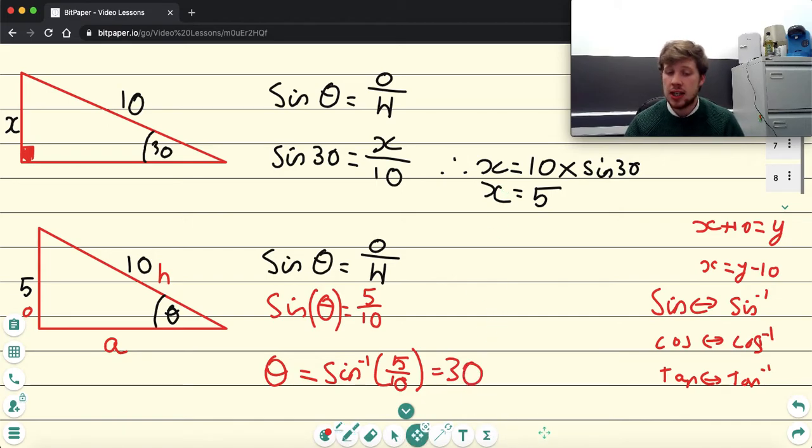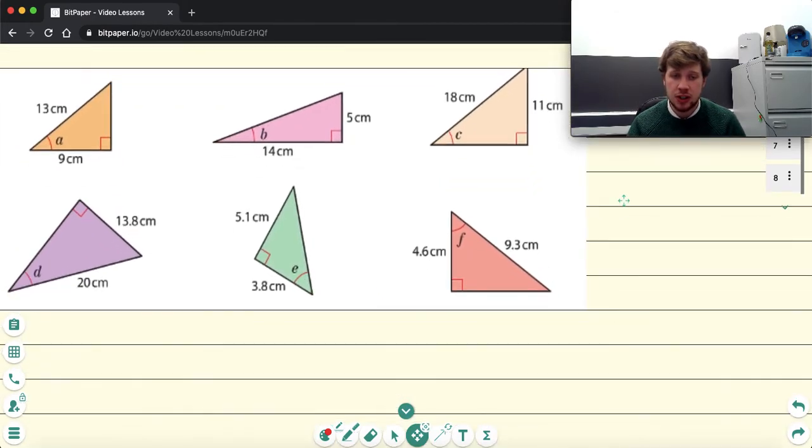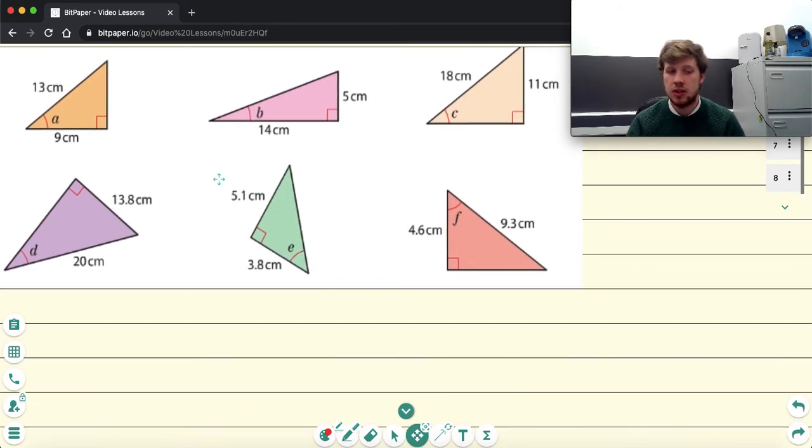What I'd like you to do is have a practice at this. Here I've got 6 questions, and I want you to find the values of the angle labelled in each one. So A, B, C, D, E, and F. If you pause the video, I'll shortly go through the answers. Thank you for pausing it.